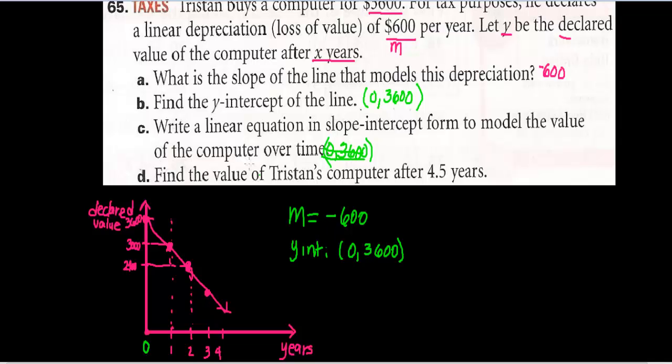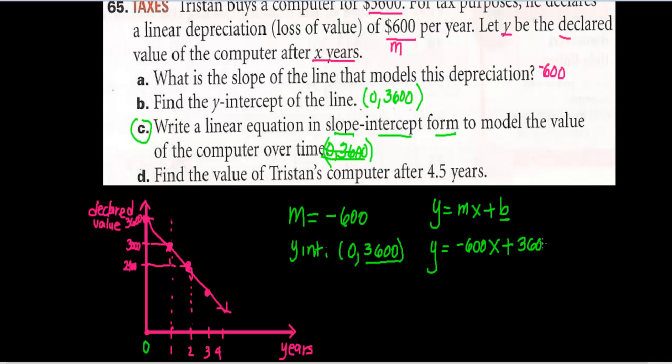I have enough information for letter C. Letter C asks you to write a linear equation in slope-intercept form to model the value of the computer over time. So this is the slope-intercept form, the general form, and we have the slope and the y-intercept. Very simply, all we need to do is plug in the slope, which is negative 600x plus b, and b we said was $3,600.